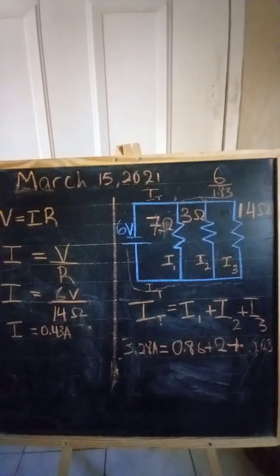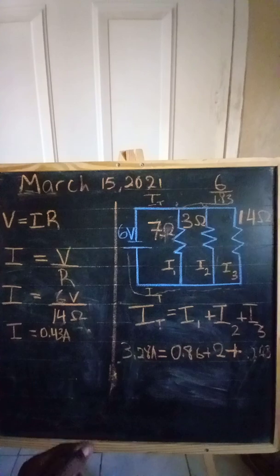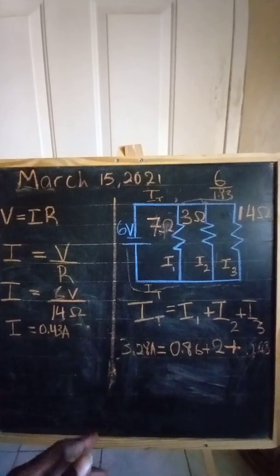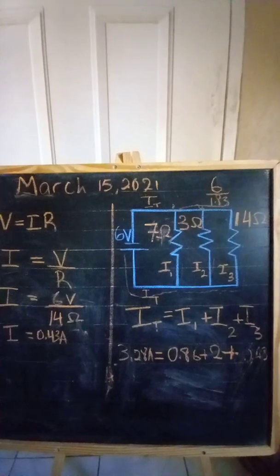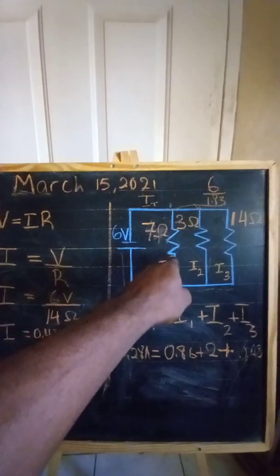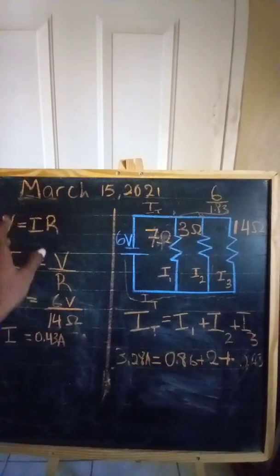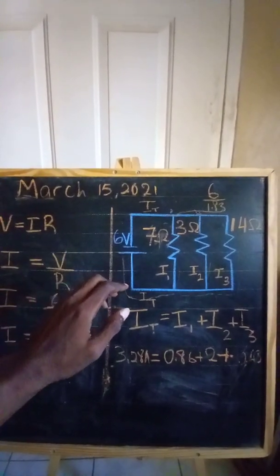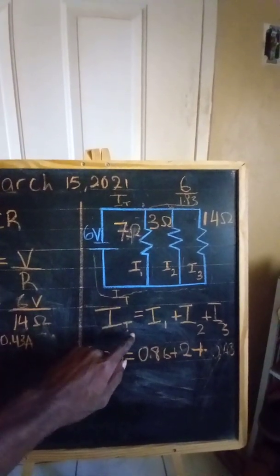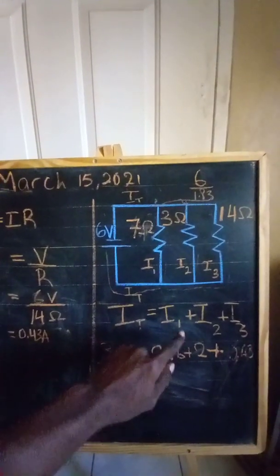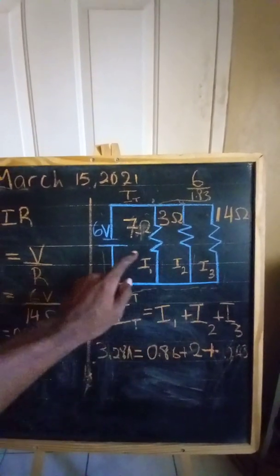Alright, so in the previous working, we calculated the total resistance in this circuit. Then from that, we calculated the total current. Now, the total current IT is a sum of the currents through these branches.